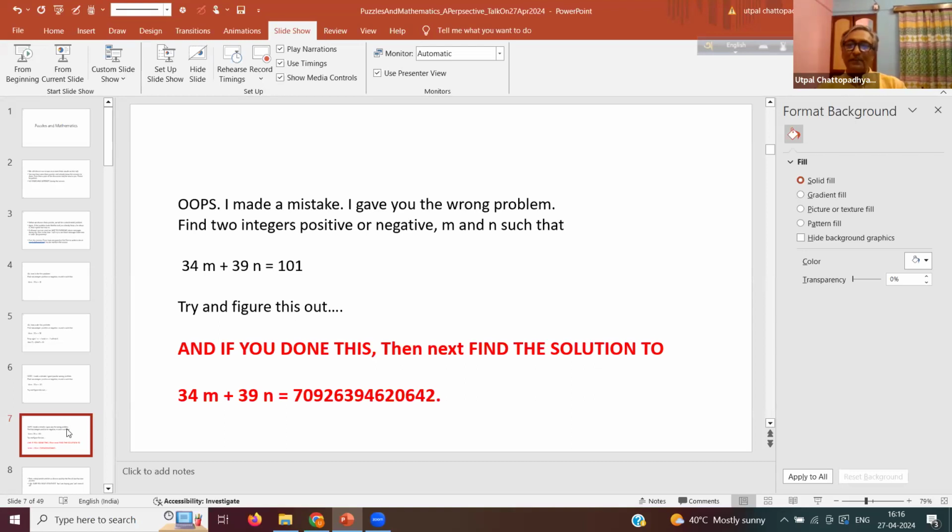Find me two integers m and n. On the right hand side there is nothing magical about it. I just typed it out randomly. By the way, I'm not saying the solution exists, and therefore if you can't find a solution, then you have to tell me whether you can show that there is no solution. There are two parts to it. If there is a solution, show it to me. If there is no solution, prove that to me. Right?